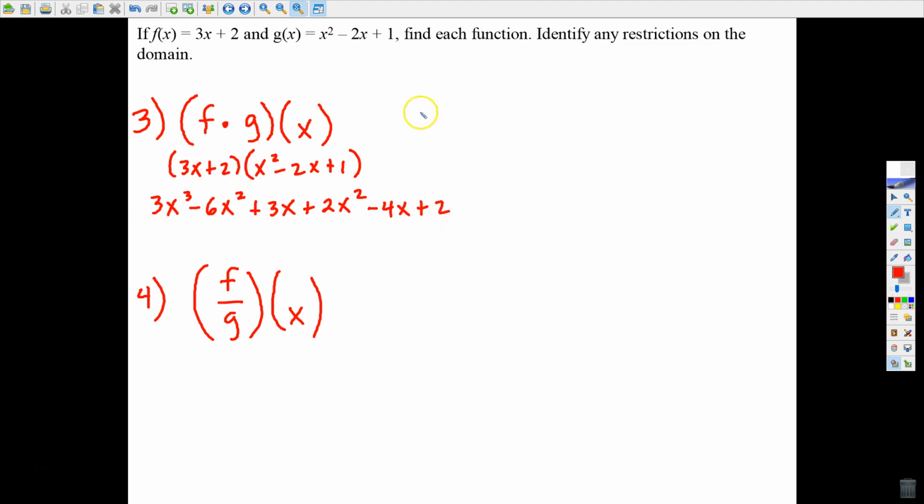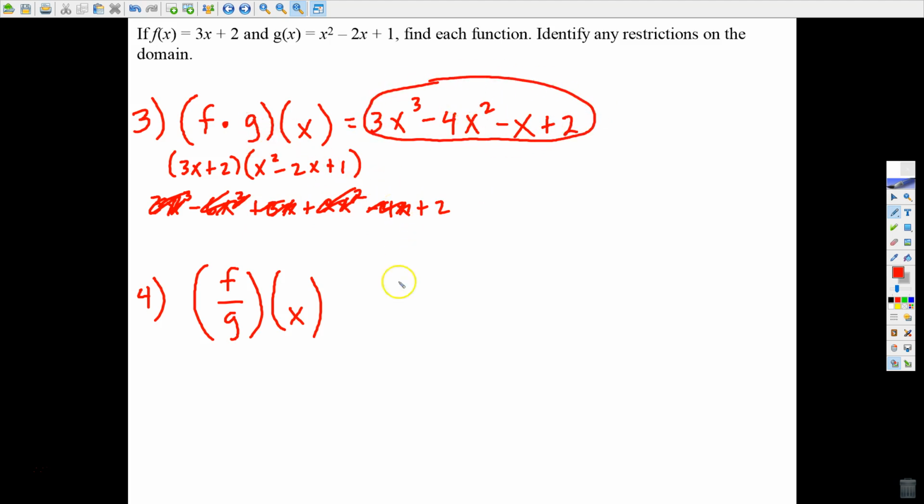And now we'll combine like terms, and we'll just put our answer up here. There's only one cubic term, x to the third. That's 3x to the third. And then the quadratic terms, negative 6 plus 2 is negative 4x squared. The linear terms, 3 minus 4 is negative 1x. And then finally this constant, plus 2. So there's the answer for f times g of x. And then finally we have division. The f function divided by the g function.